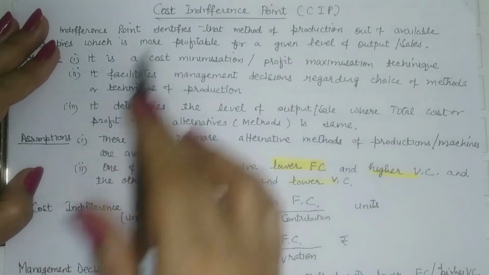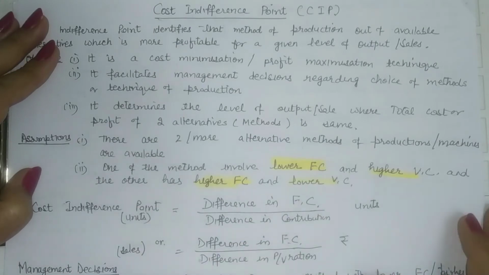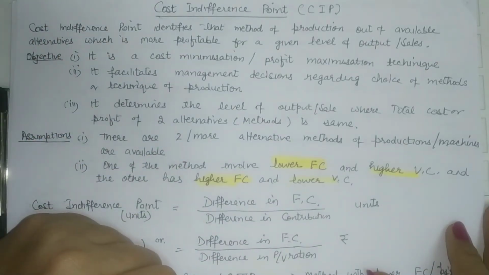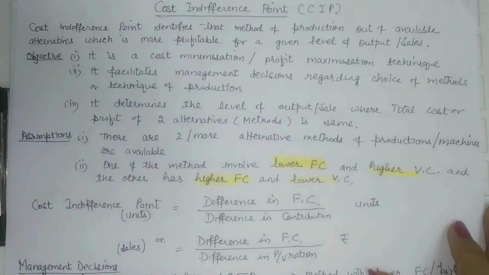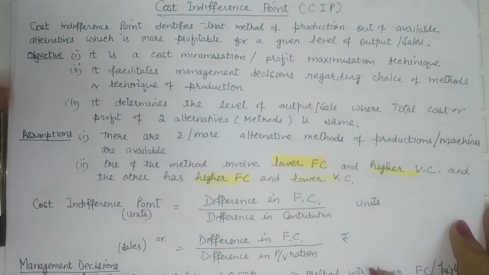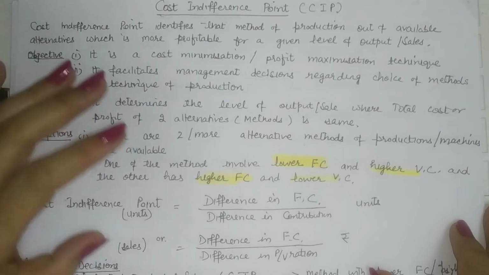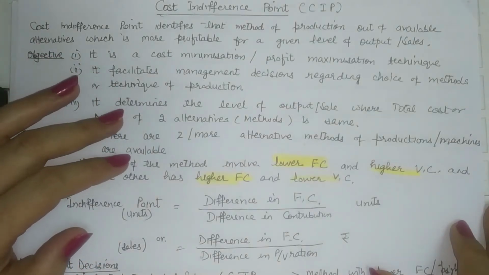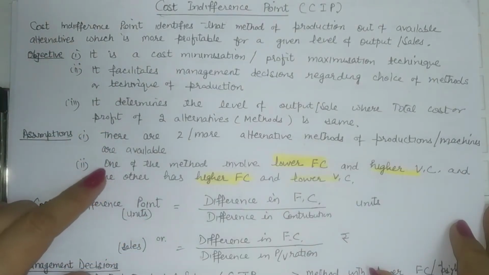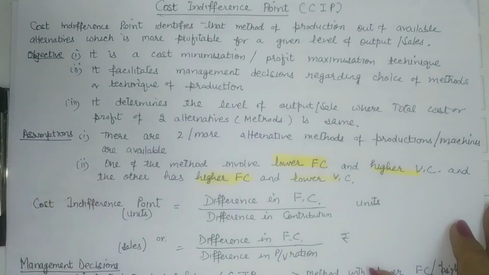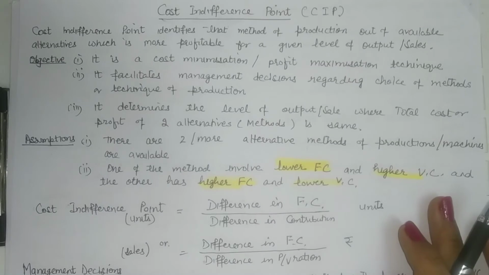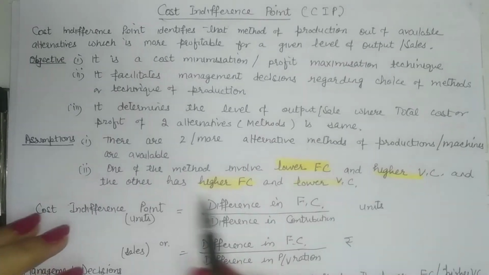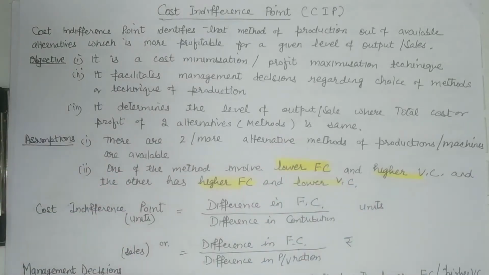Now the basic assumptions under which this method works: first, there are at least two methods of production available. That is why there is a choice, right? You are choosing from the given methods, so you should have at least two methods available. We are restricting our discussion only to two methods for BCom honors. Second assumption is that one of the methods involves lower fixed cost and higher variable cost, and the other method is having higher fixed cost and lower variable cost. That is the reason that we have to choose between the two methods.